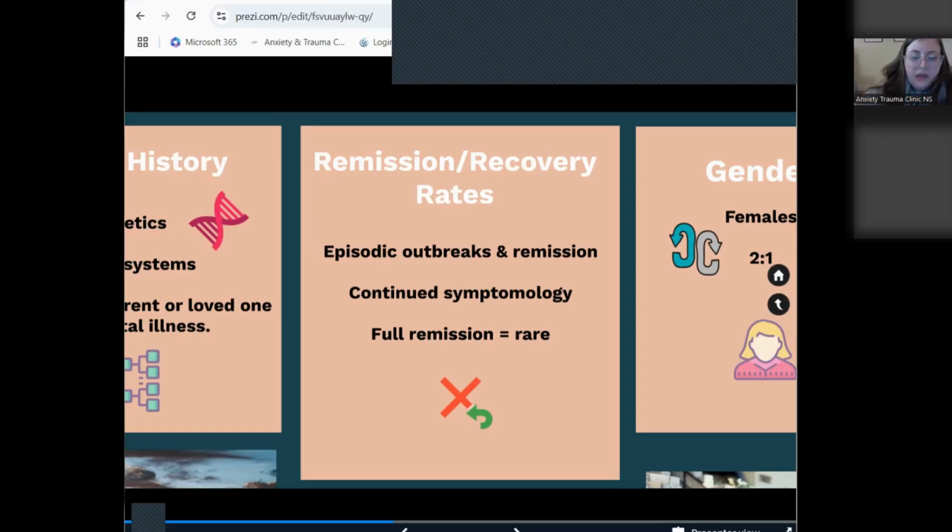Only a small minority of individuals have full remission, meaning they completely get themselves healed and away from the disorder without a relapse. Sometimes that relapse is within a year or two, and a person can believe that they've been in remission, but unfortunately, that's fairly rare.